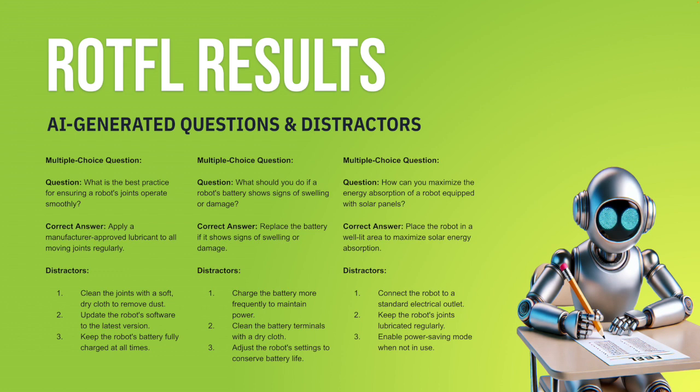All right, how's the last question? How can you maximize the energy absorption of a robot equipped with solar panels? Place the robot in a well-lit area to maximize solar energy absorption. Connect the robot to a standard electrical outlet. Keep the robot's joints lubricated regularly. Enable power saving mode when not in use. That's not too bad. But all of these are just a jumping off point and a good starting point, especially if you're really blocked.